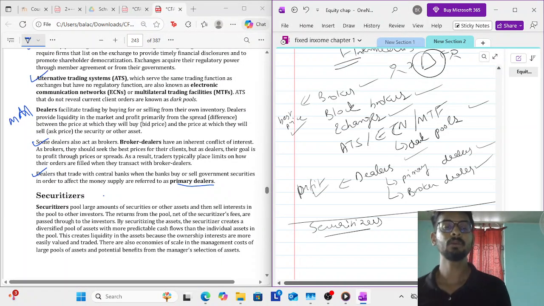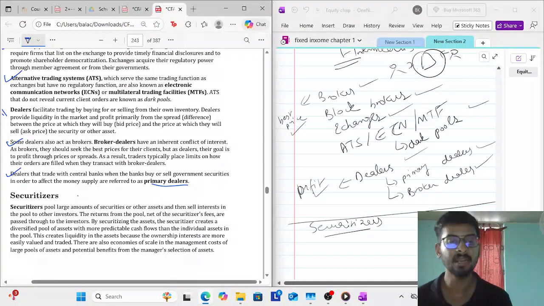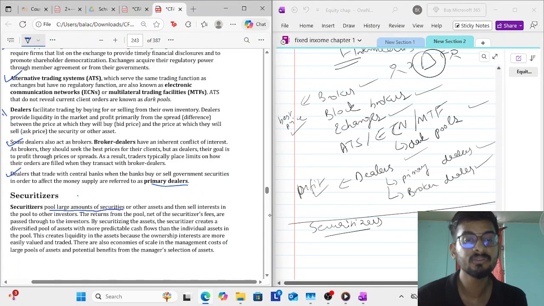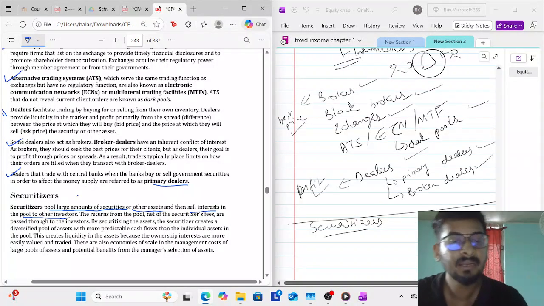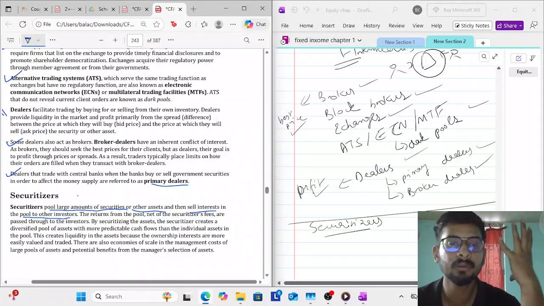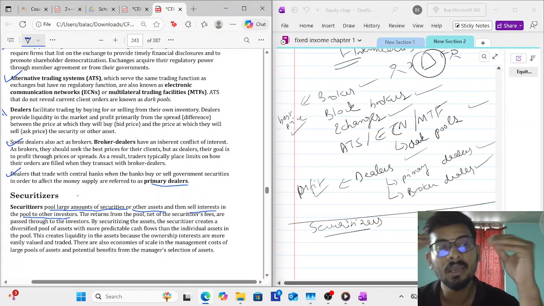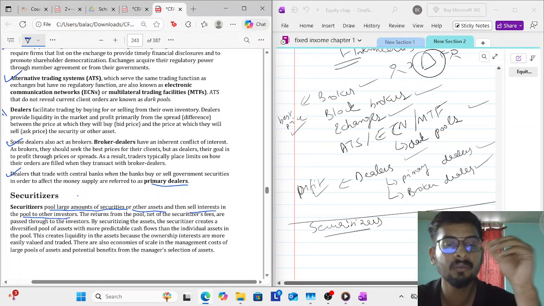securitizers. Securitizers actually pool large amounts of funds. We actually learned about that in the pooled investment vehicle, right? So they pool large amounts of securities or other assets and then sell interests in the pool to other investors. Their returns from the pool, net of the securitizer's fees, are passed through to the investors. Like I have MBS, ABS, I'm taking a lot of credit card debt and I am gaining some returns, and after that, from the gross returns, I will deduct whatever my fees are, and I will pass the net directly to investors.